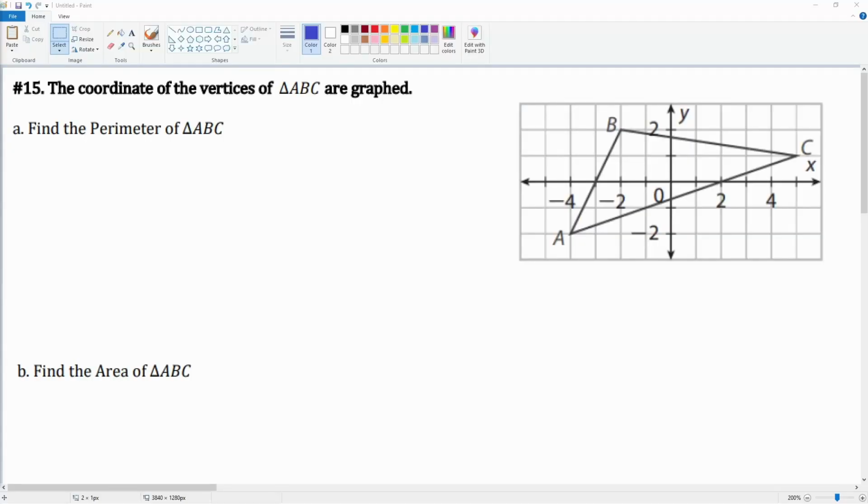We are looking at number 15. Here we're asking to find the perimeter of this triangle. To find the perimeter of the triangle, we have to add all the sides together. So let me color code this.